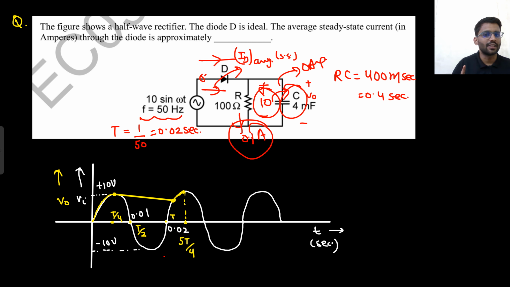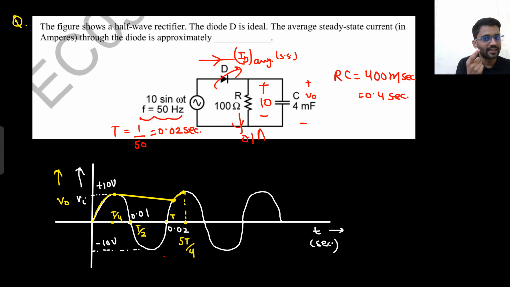If they had asked in the question what the average capacitor current is, then people would have marked 0 ampere and the answer would be wrong. Average capacitor current is not 0. Average capacitor current is 10 by R, and that is the same as the diode current. So in the next meantime, I am expecting that they are going to ask the average capacitor current.